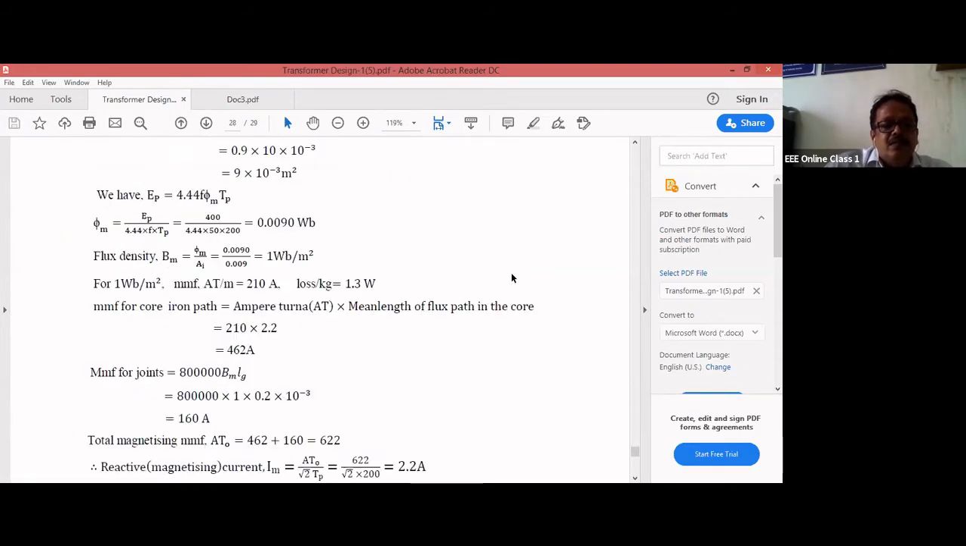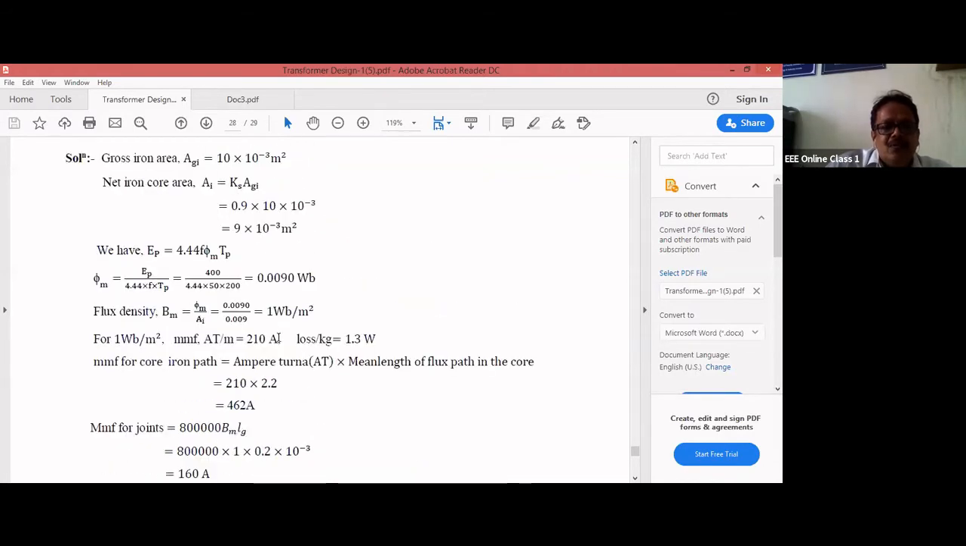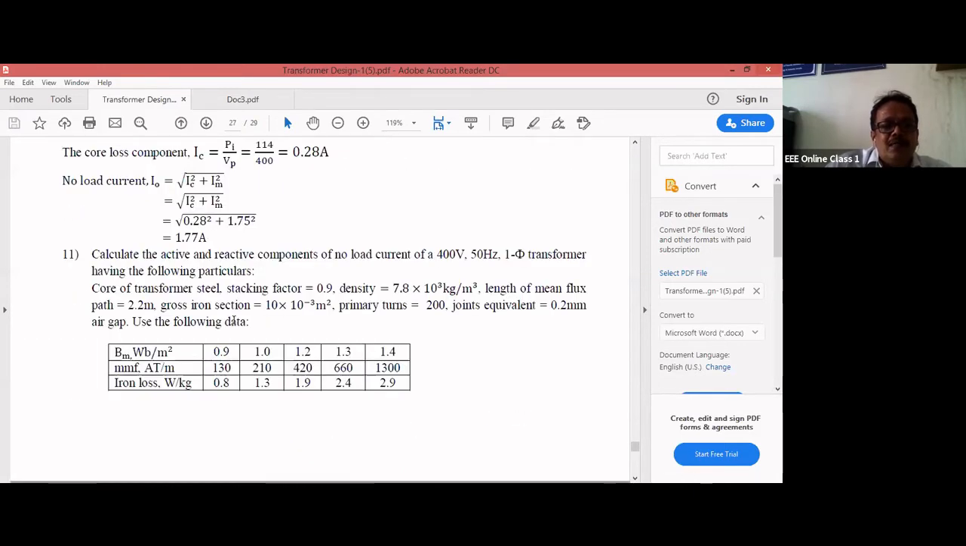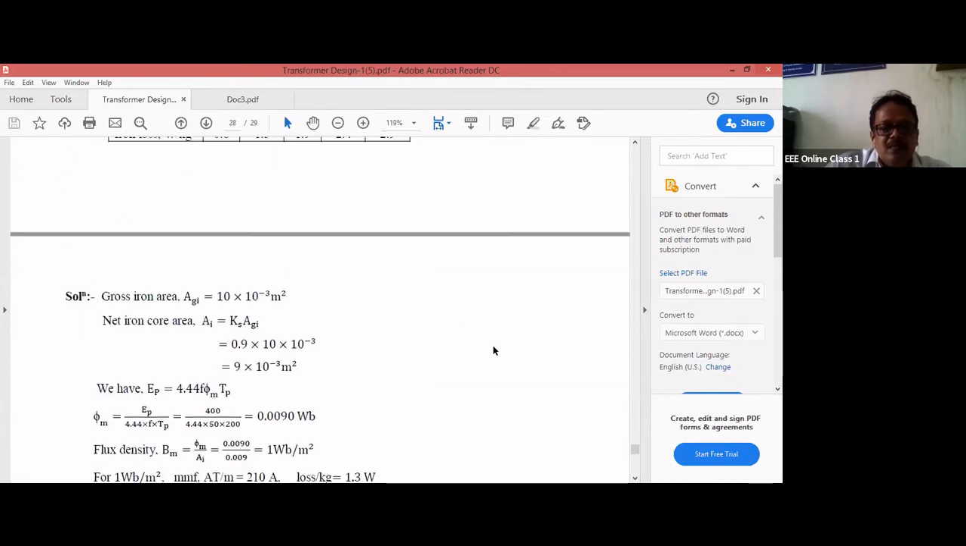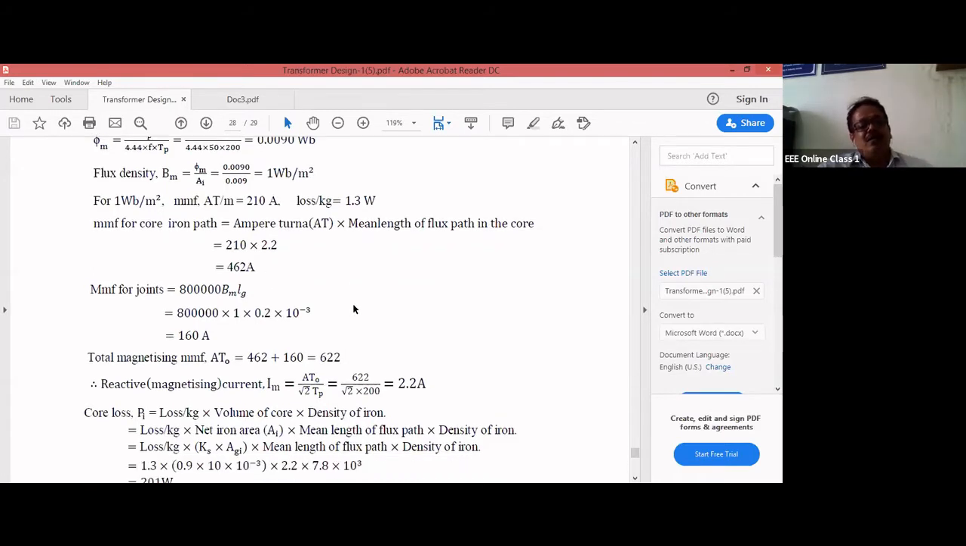So what ampere turns do you get here? 210 into the mean length of flux path in the core. The problem gives the length of the mean flux path as 2.2 meter. So I can write 210 into 2.2, and we get 462 amperes. Regarding the yoke, no ampere turns are given, so you can skip that part.